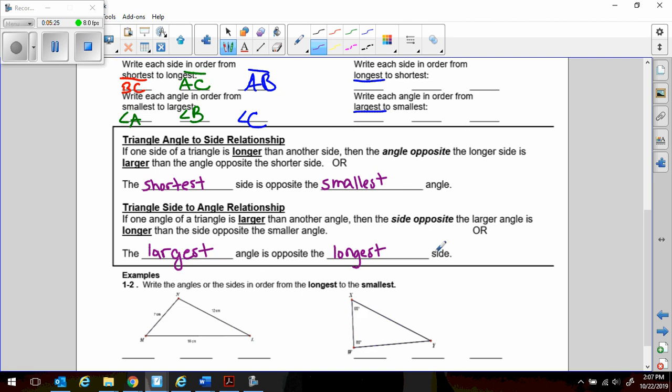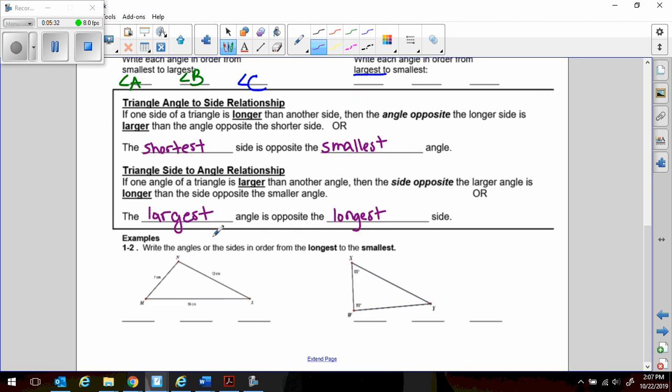The biggest angle is opposite the biggest side. The smallest side is opposite the smallest angle. Alrighty, write the angles for the sides in order from largest to smallest. This is what you're going to have on your test.